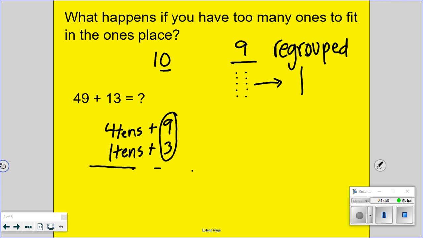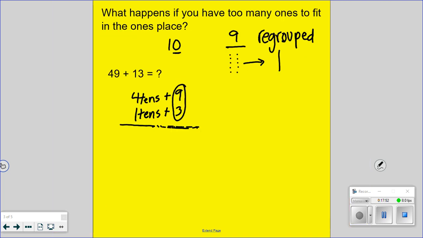So 9 plus 3 becomes one ten. And what was left over? 2. Remember, this became 12, so it's one ten and 2. We still have, nope, 2 does not go on the 4 because the 4 is tens. It's not 2 tens, it's only 1 ten. You're adding 4 plus 1.